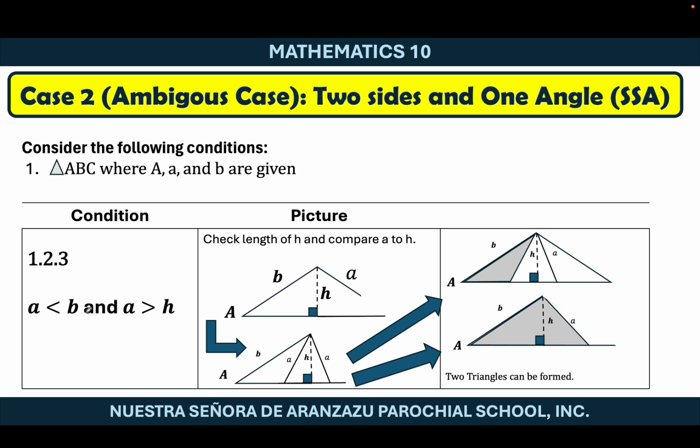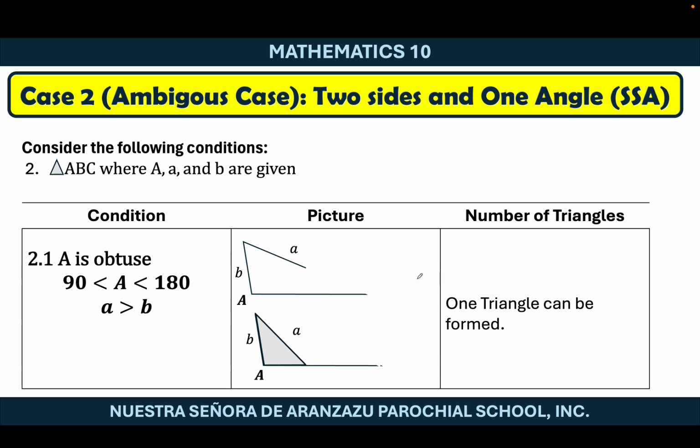Next. What if your opposite side is greater than your height? So, let's say, hindi lang realistic to. Mas mahaba si A compared to your height. So, ilang triangles ang mafo-form? So, it is always that you will form 2 triangles. Okay?